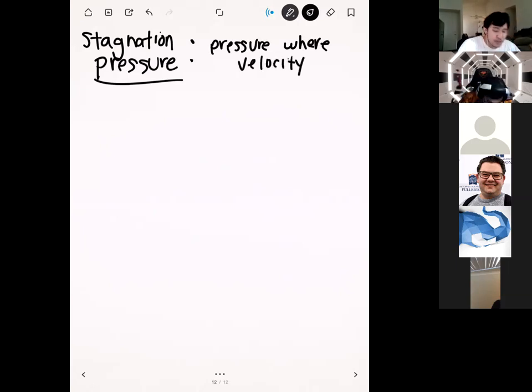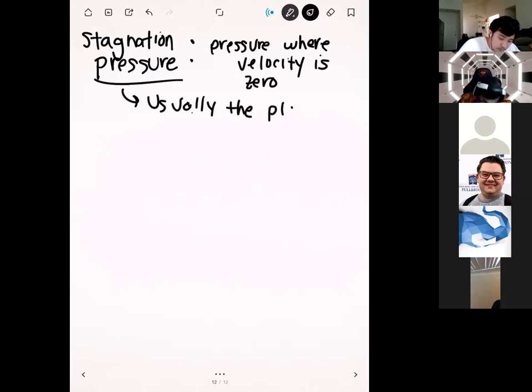Okay. And most of the time, the stagnation pressures are very important to know because they are usually where the pressure is highest in a fluid flow situation. So these are usually the places where pressure is highest. As you can imagine, that's usually of intense engineering interest, seeing where your pressures are max.